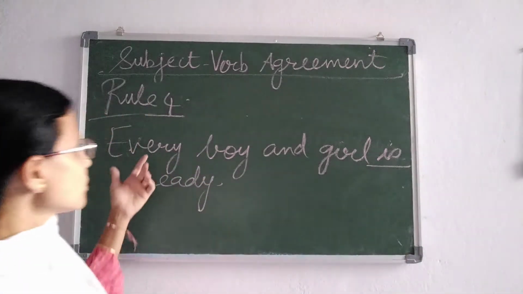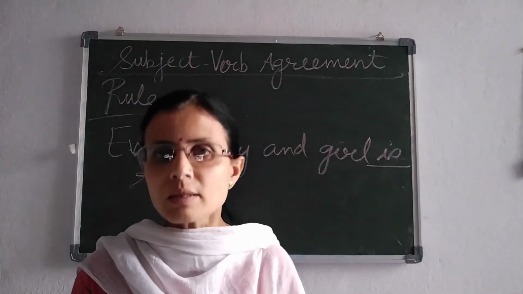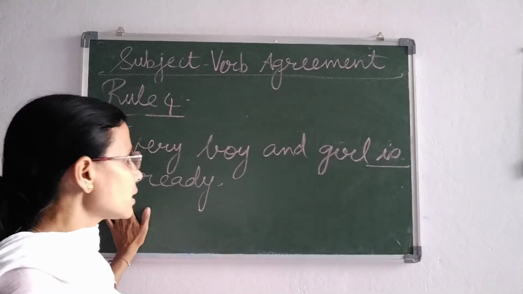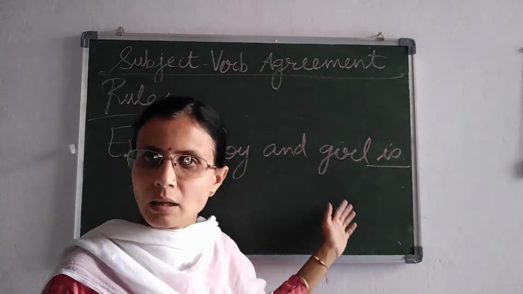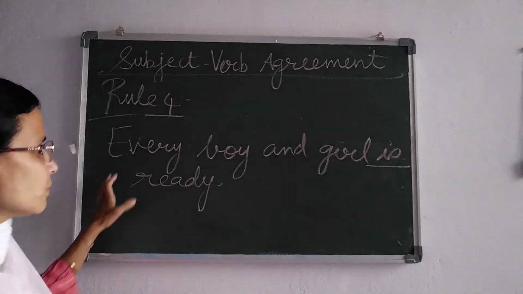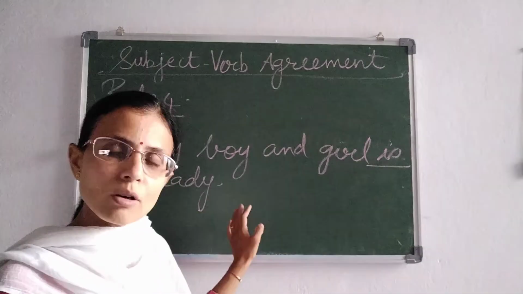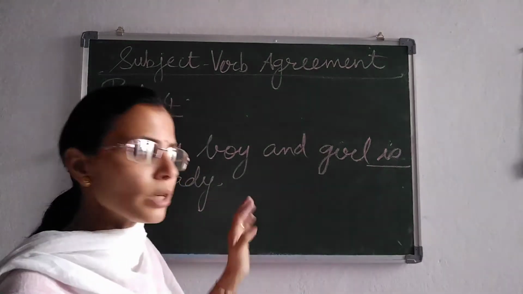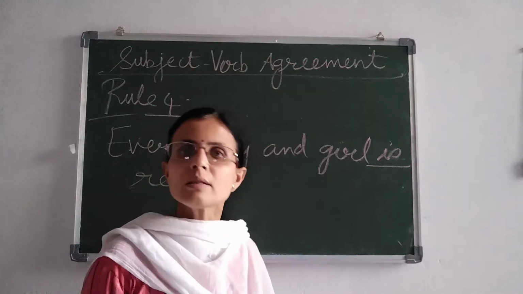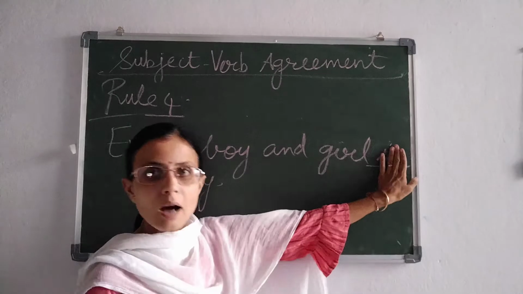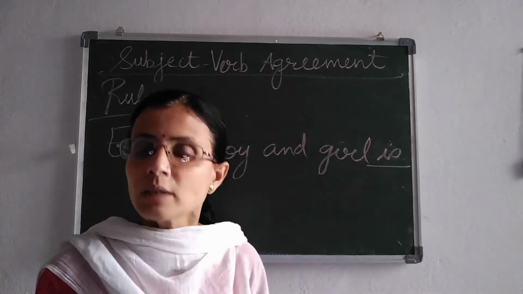So in a sentence, if you are using each or every, each means individual, every also means individual. It means in this sentence, I am talking individually about the boy and girl. So the subject is singular because we are talking about an individual person. That's why the verb will also be in singular form. You will not use are because boy and girl are combined by and. No, this is not the rule.